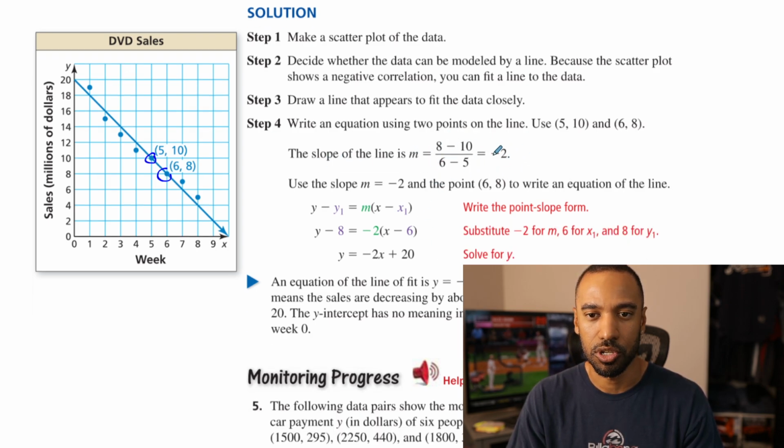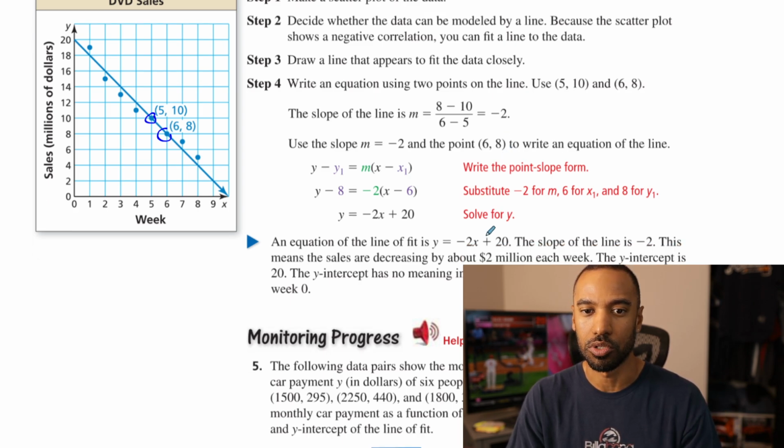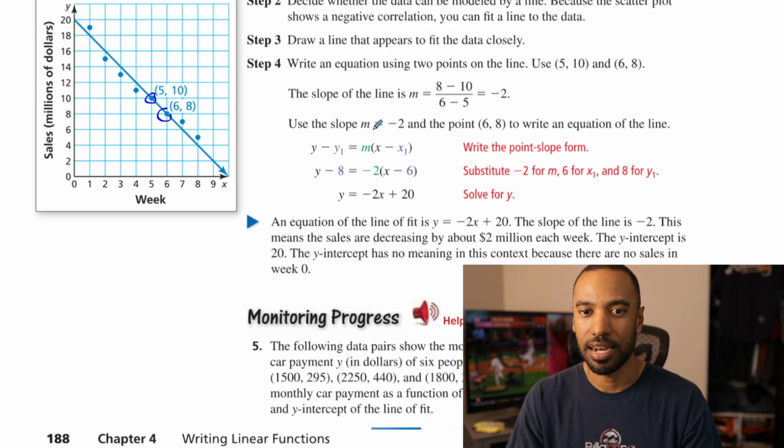They get a slope of -2. Now, I don't know if we have to interpret that. We probably do, if they don't. Oh, it looks like they do later. And then they use point slope form. They choose one of the points, either (5, 10) or (6, 8). Looks like they chose (6, 8).